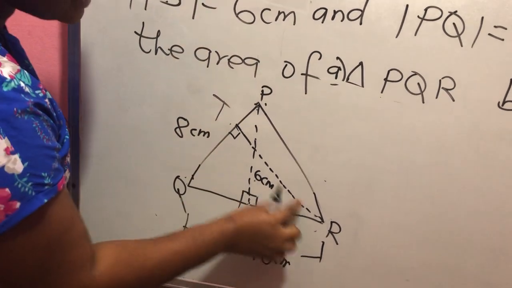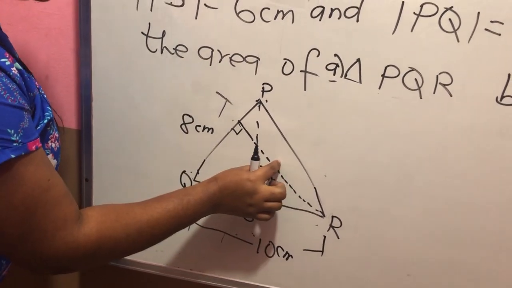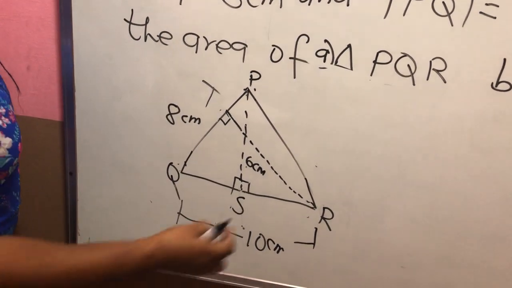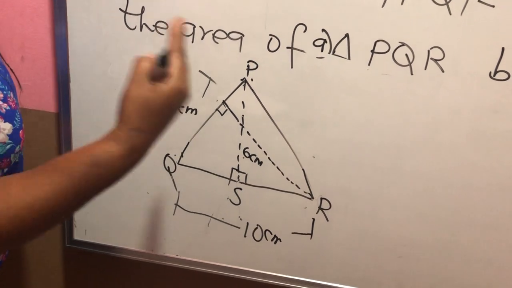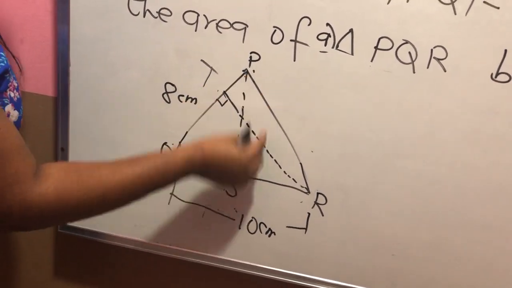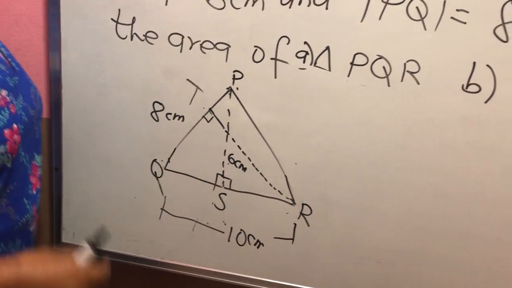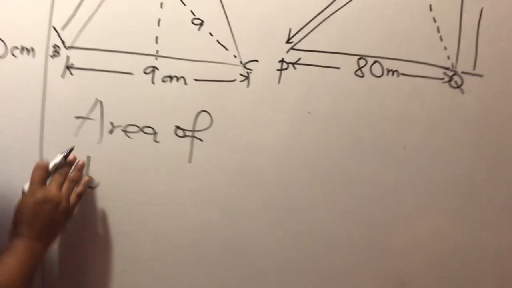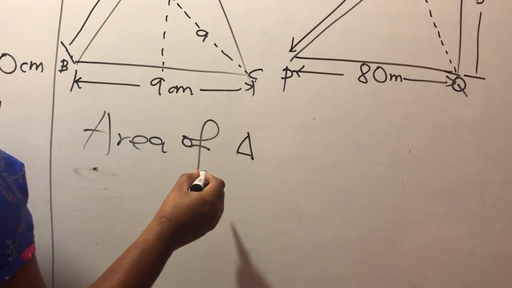Why won't I pick this height and this base? I cannot pick RT because I don't have a value for RT. So if I don't have a value for this height, finding the area will be very difficult. So I pick the one that I have the values for. So I have the value for this one and I have the value for this one. So I can work with the both of them. So I come down here and I write area of triangle. So this one represents triangle. Okay. Triangle. What's the name of the triangle?